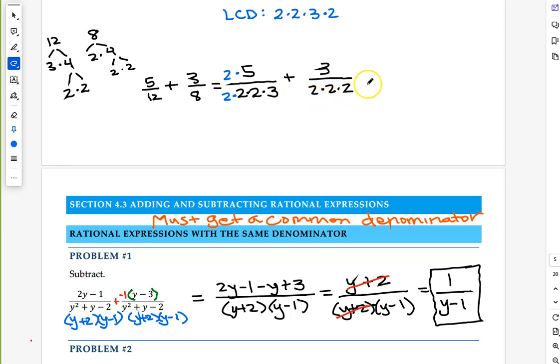All right, now let's take a look at the other denominator. Here I have 2 times 2 times 2. And what did this denominator have that our denominator here needs? Well, it needs a 3 so that it can look like this LCD we have up here. So let's multiply this by 3. And if I multiply by 3 on the bottom, I need to multiply by 3 on the top.